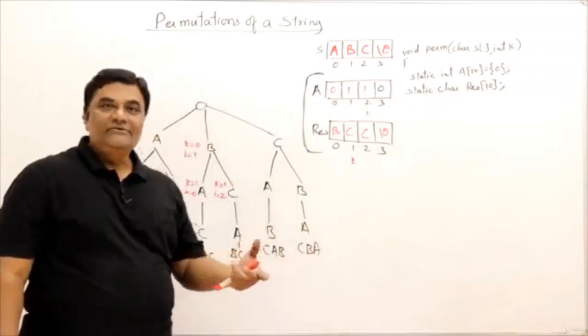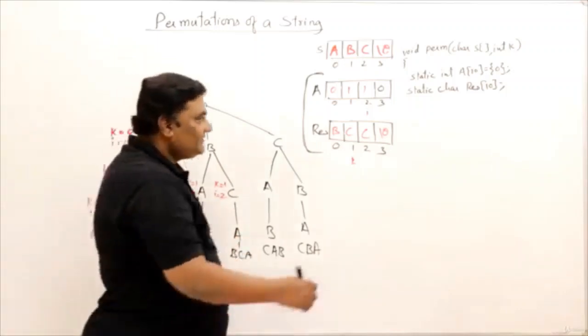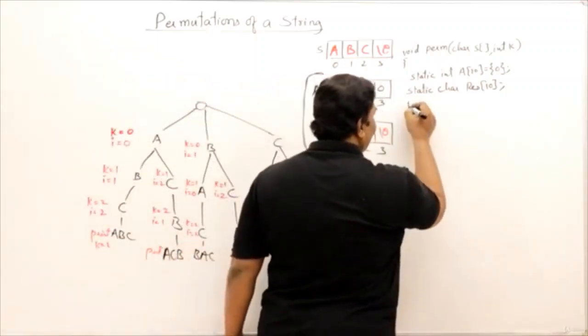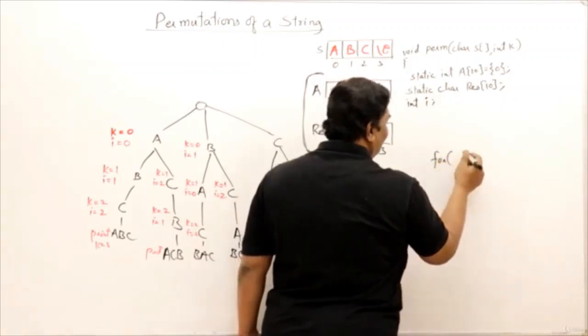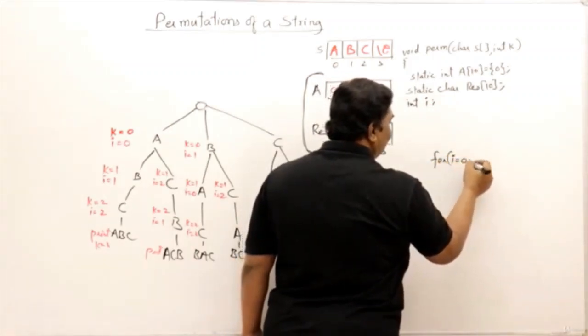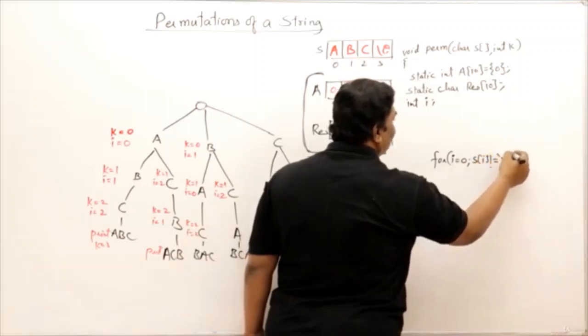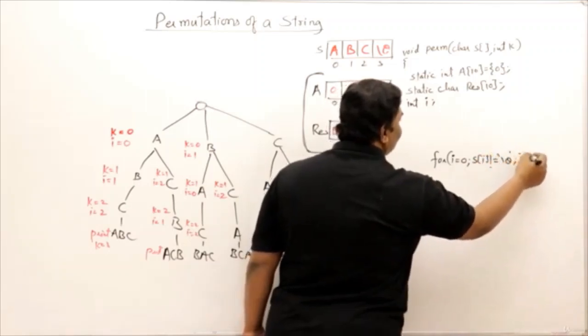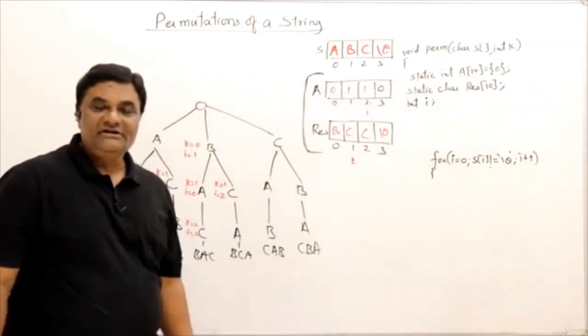Now next, what I have to do? I have to scan through a string and print it. For scanning through a string, I need a variable I, and here using a for loop I will scan through. For I assign 0, as long as S of I is not equal to null character, I plus plus. Using a for loop you can scan through a string.